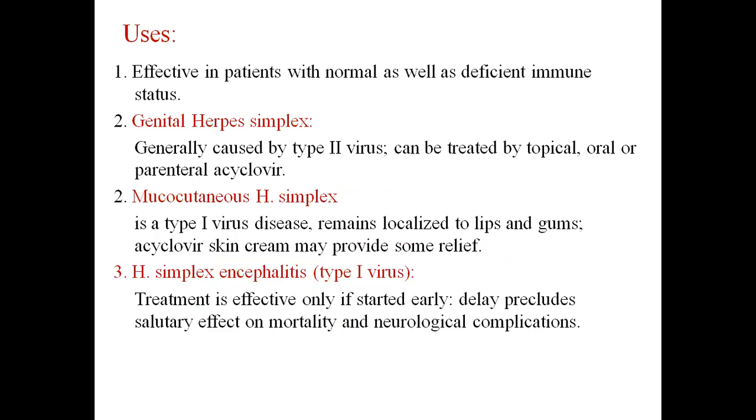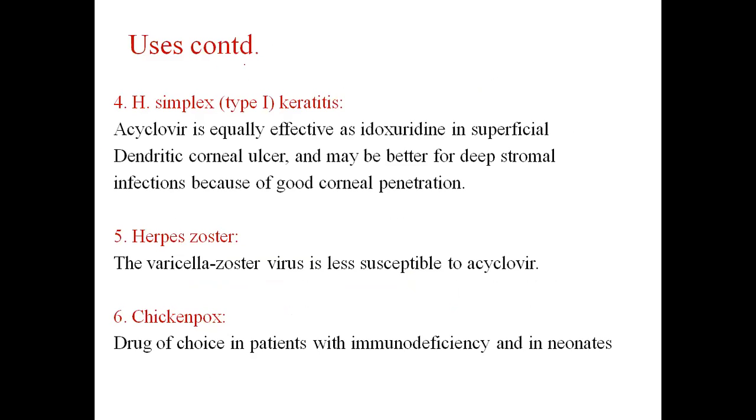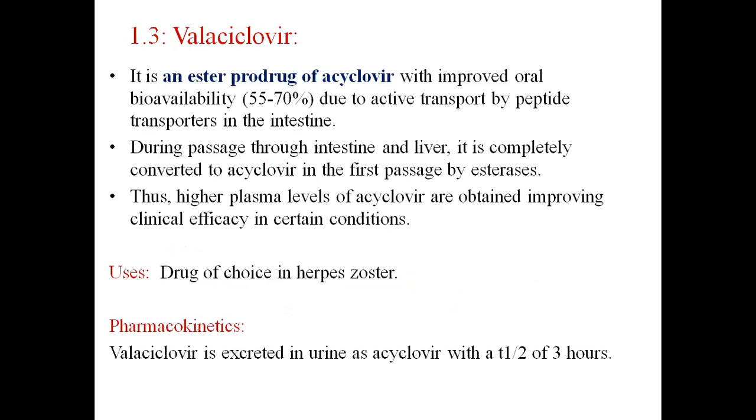Okay, there are a number of uses, a number of infections are given here, so I'm not going into the details of the infections. You can go through it. Here, the whole H simplex virus, herpes zoster virus, chickenpox virus, you can use it in these. Now come to valacyclovir. As I have discussed, this is a prodrug of acyclovir. It can be used in herpes zoster infection.